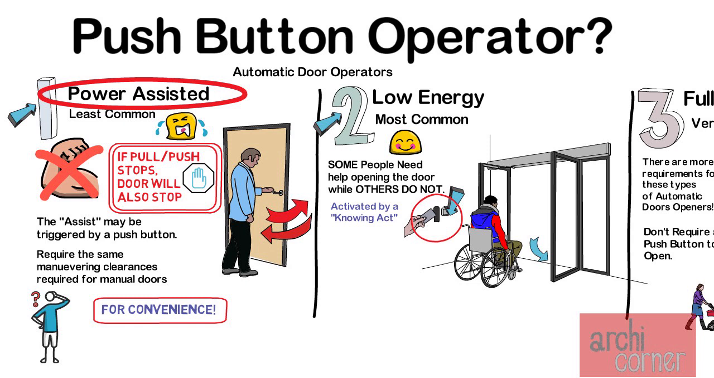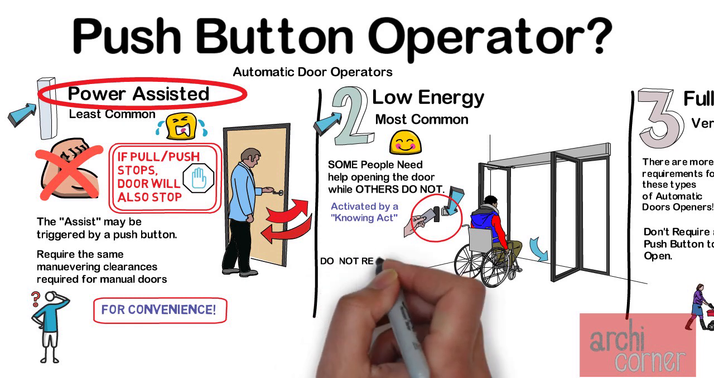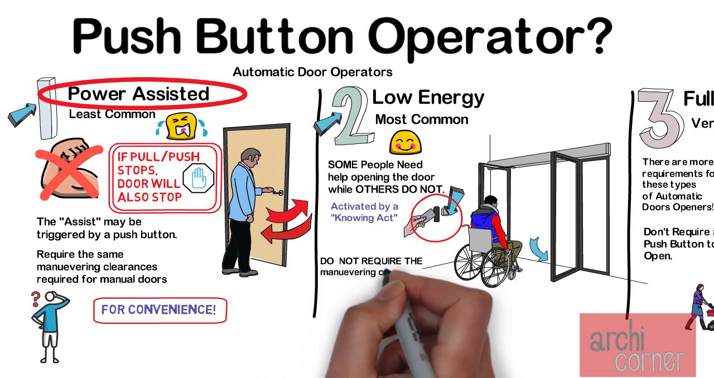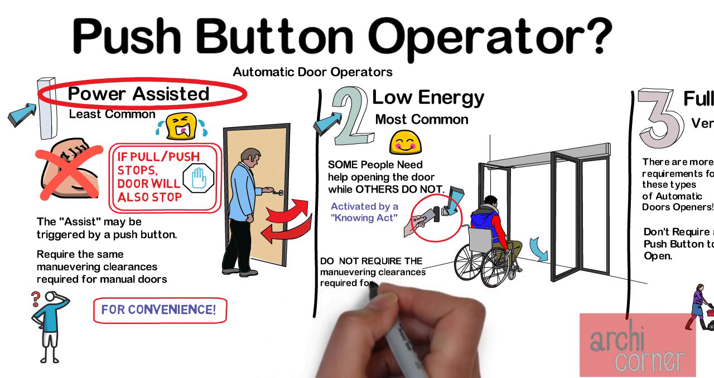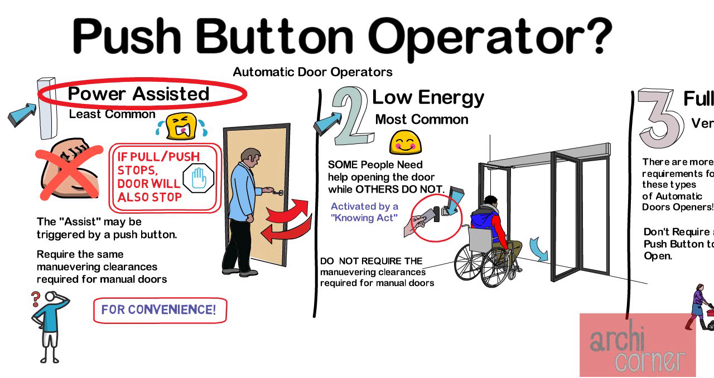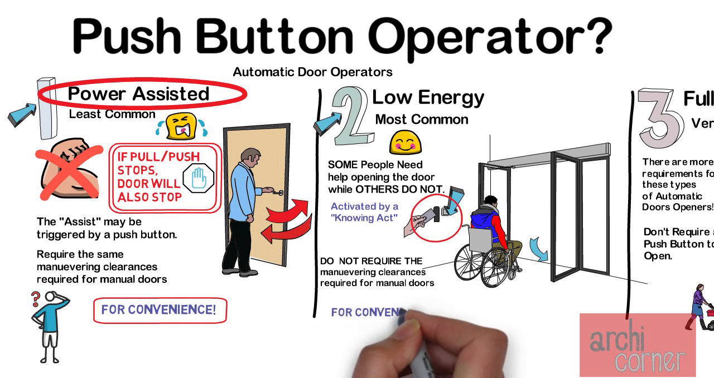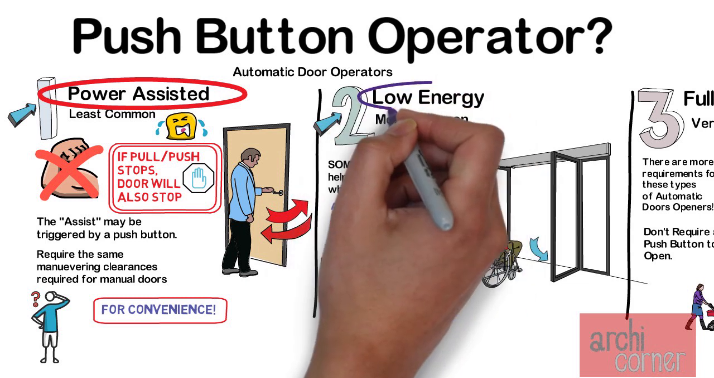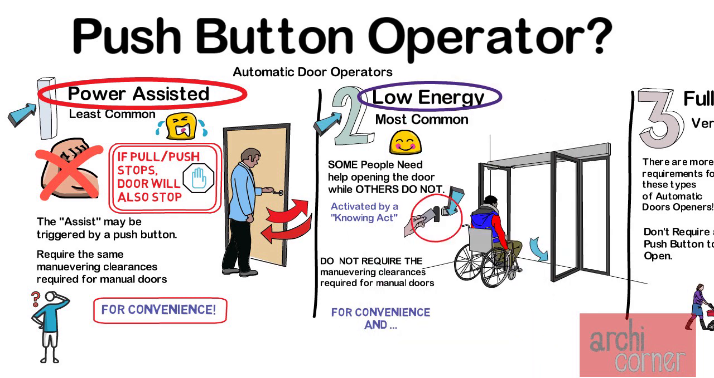As you may have guessed by now, the doors equipped with a low energy automatic operator do not require the maneuvering clearances required for manual doors. Therefore, these doors have an extra benefit. Besides being convenient, if for whatever reason a door cannot be made to comply with your required door maneuvering clearances, you may be able to provide a low energy automatic operator as an alternate means of compliance.